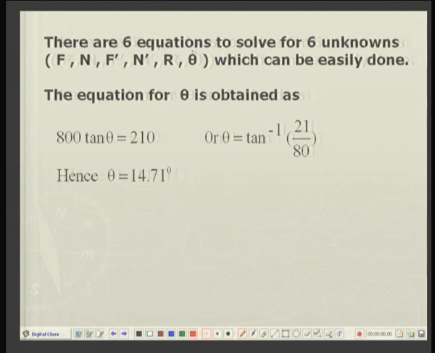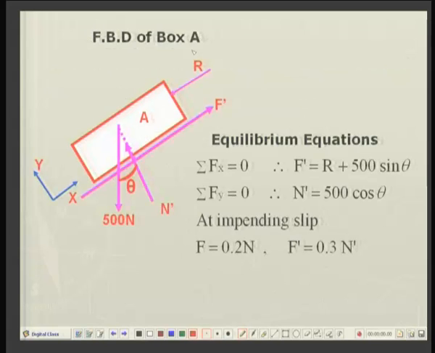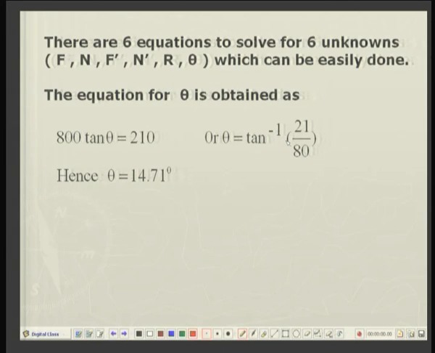Well, you can easily do it, that is from these two equations you can substitute for F dash, and in the previous two equations you can substitute for F. So, then you can eliminate N dash and N, and ultimately it is very simple analysis to come to the final equation, that is after eliminating R also you will have the single equation 800 times tan theta, tangent of angle theta, is equal to 210, or theta is equal to tan inverse of 21 by 80, that is theta is 14.71 degrees.